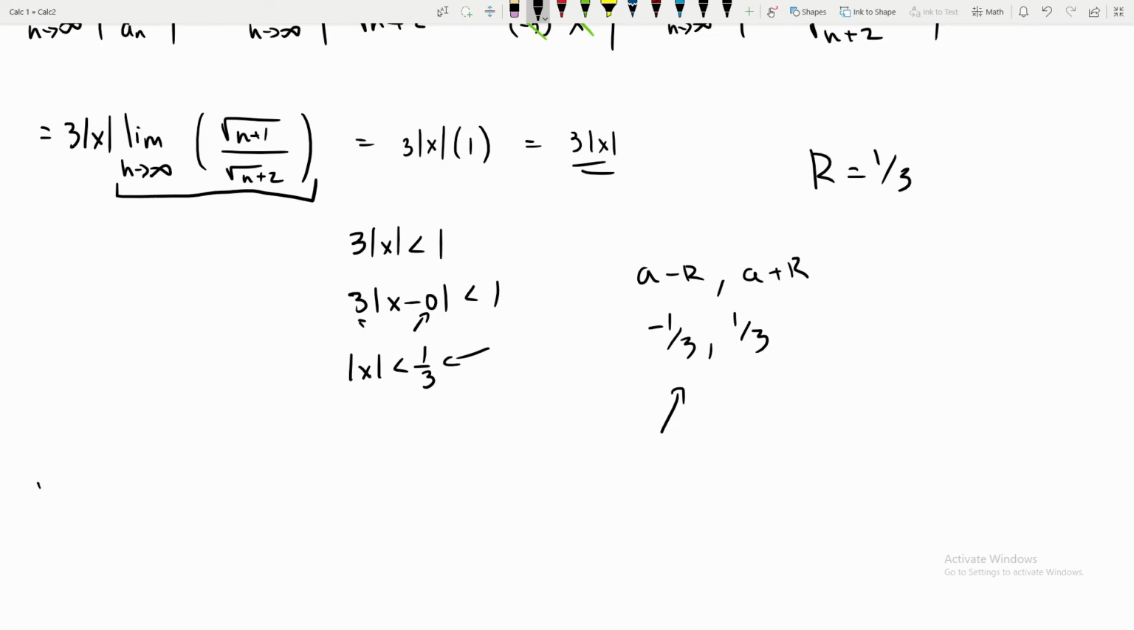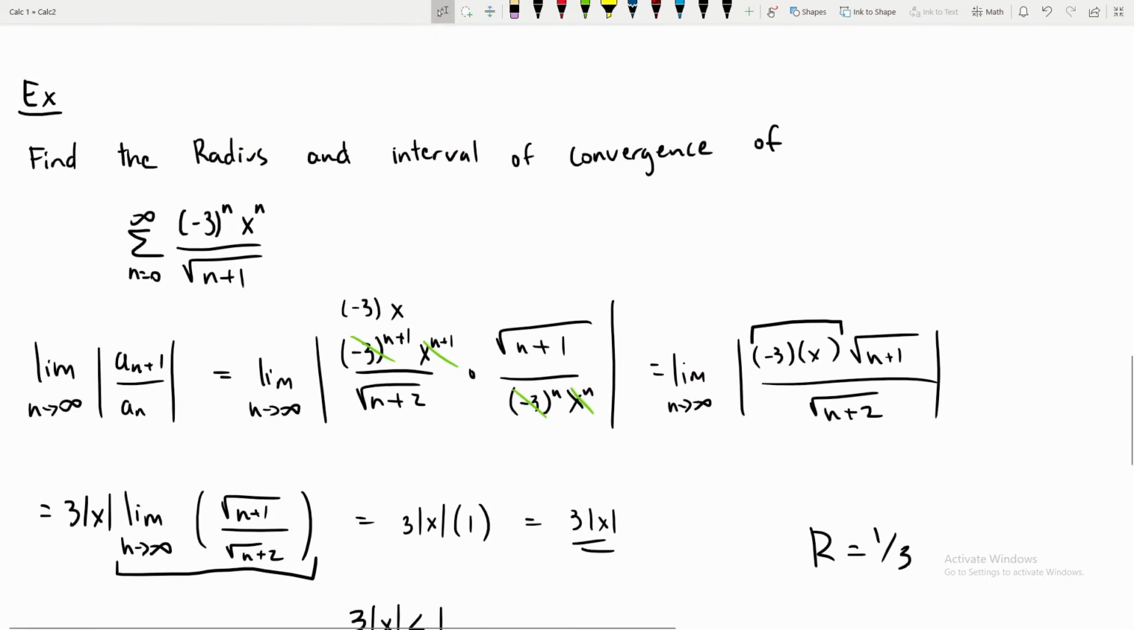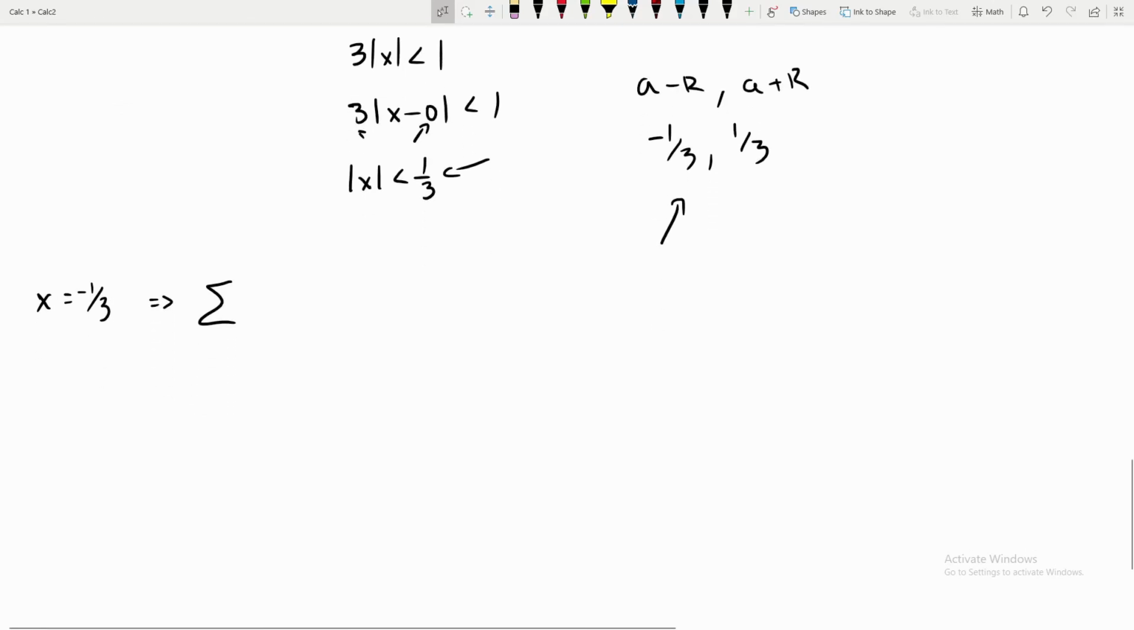In the case that x is equal to minus 1/3, the series is going to look like this. So we go back to the original series that we had, which is right here, and we plug in x equals minus 1/3. So we're going to get the series looking like minus 3 to the power of n. Obviously, before it was x to the n, but now x is equal to minus 1/3. So we put minus 1/3 there to the power of n over the square root of n plus 1. Obviously, this runs from n equals 0 to infinity.